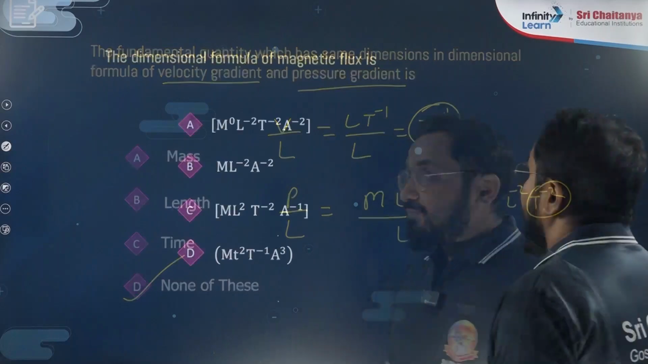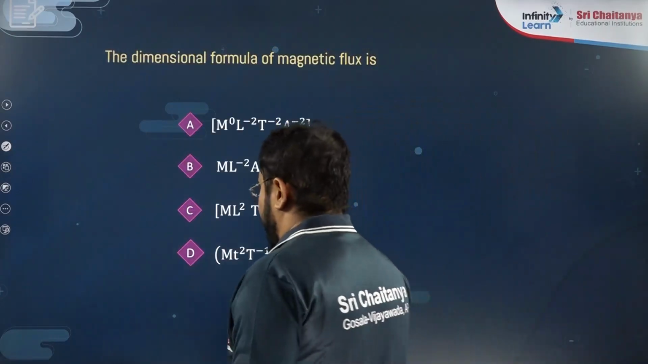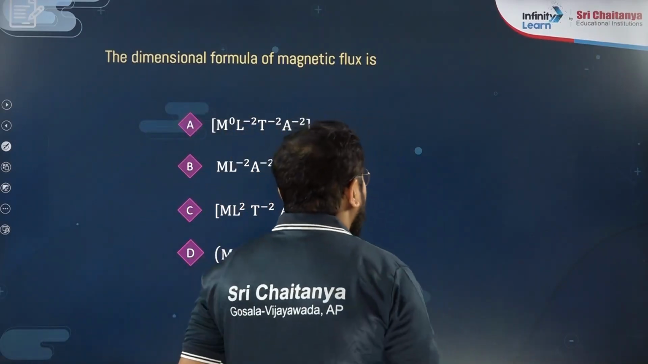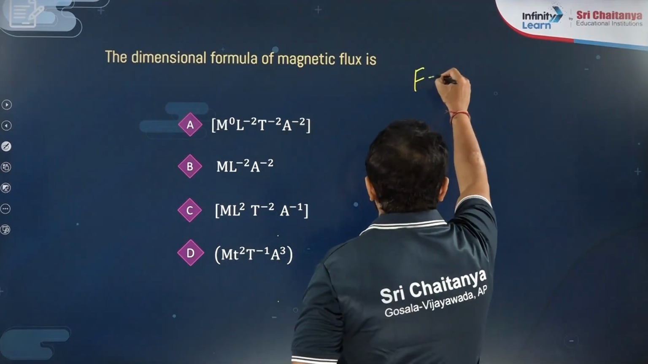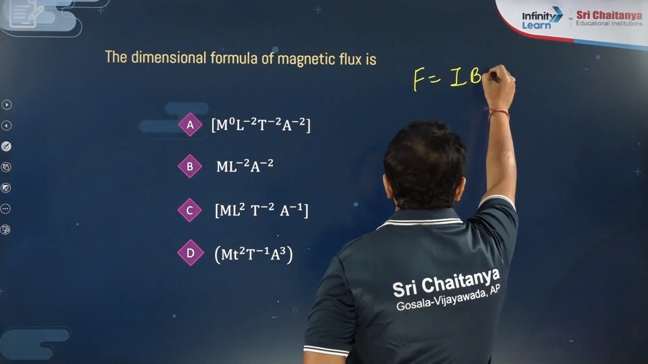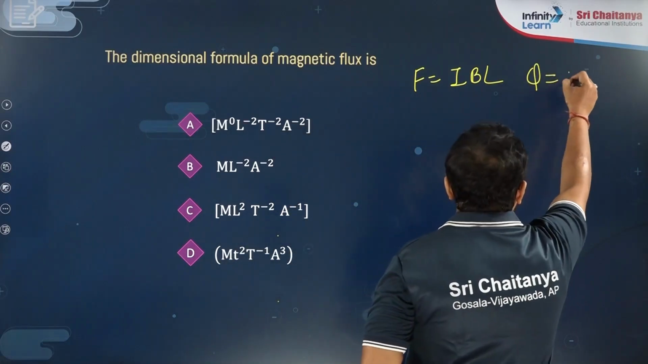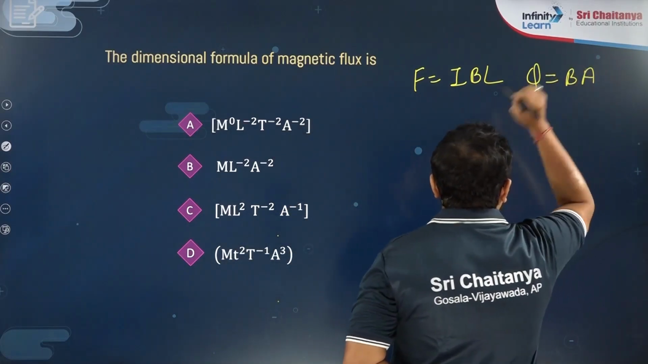I hope that. Dimensional formula of magnetic flux. First of all, you can learn it. That is the first basic. In case you have forgotten, then what to do? Now see, learn this formula: F is equal to IBL. We know that. What is the flux formula? Phi is equal to B into A.